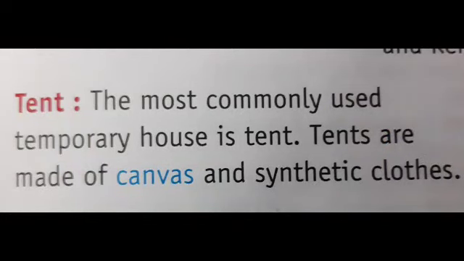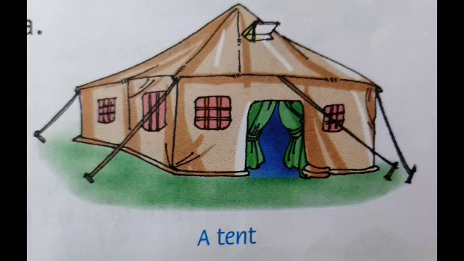Now next topic is tent. The most commonly used temporary house is the tent. Tents are made up of canvas and synthetic cloth. It is a very temporary house. We prepare tents for our picnics, for fun, and many other uses. You can see the picture of a tent. This is made up of synthetic cloth.